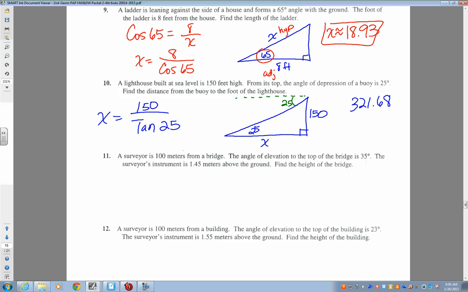Well, drawing the triangle doesn't matter. I could draw the triangle that way. Angle of elevation or depression is always with the horizontal line. So if I draw my triangle, it can only be with the horizontal line. I can't put it here because this angle is with the vertical line.